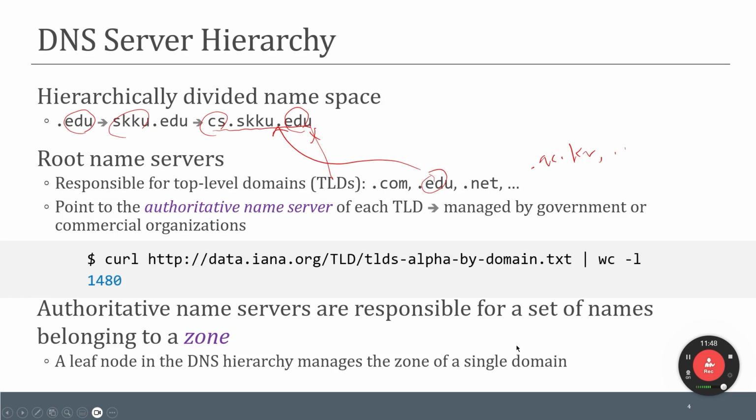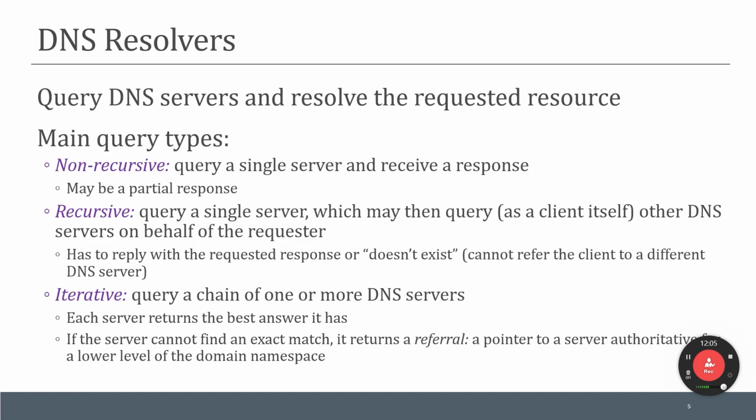And authoritative name servers are responsible for a set of names belonging to a zone. And a server here in the DNS hierarchy manages the zone of a single domain. Let's see what this means. In order to resolve the DNS, here resolving means to obtain the appropriate IP address that corresponds to a domain name, you should query domain name servers and resolve the requested resource.